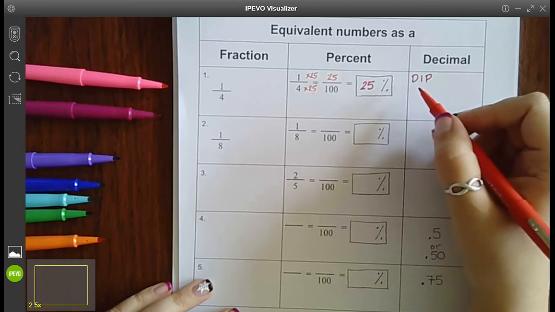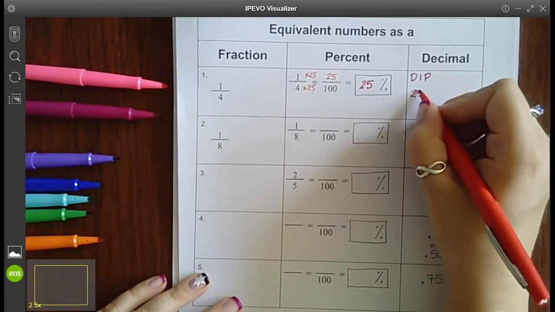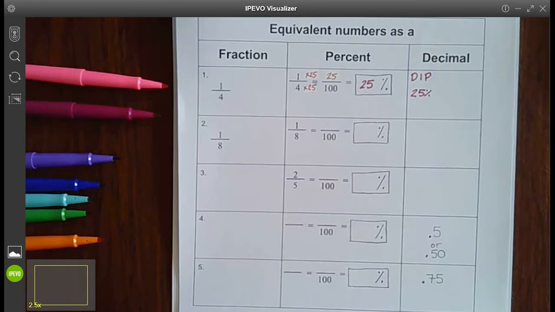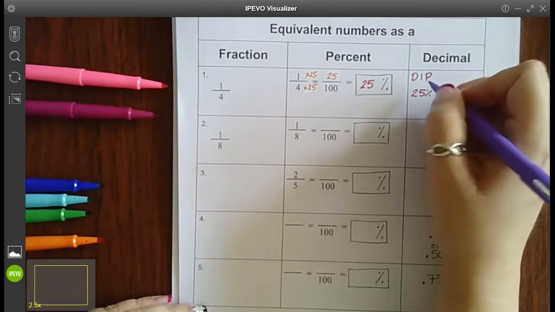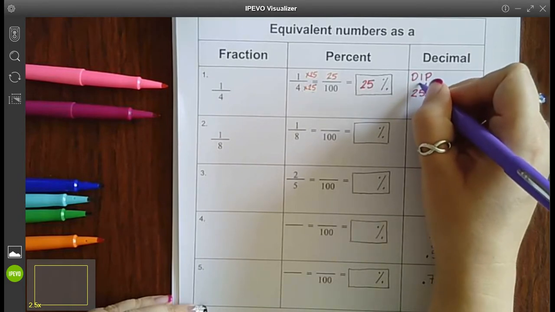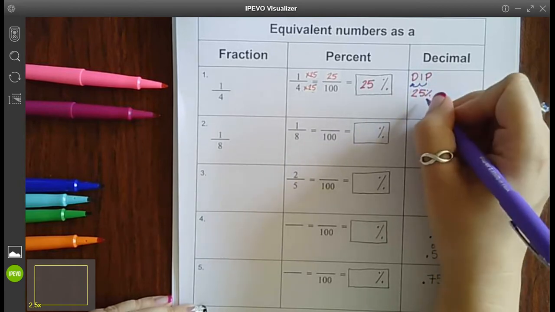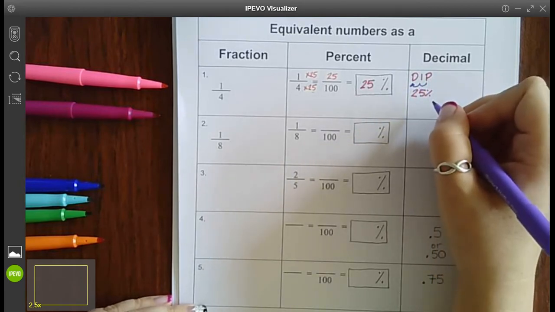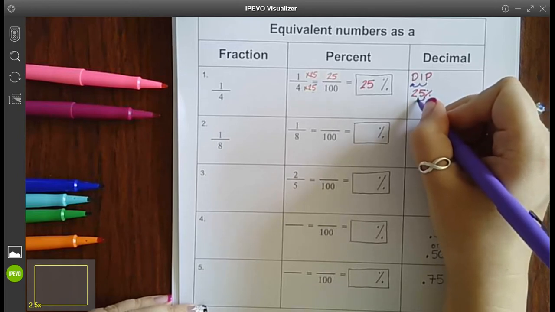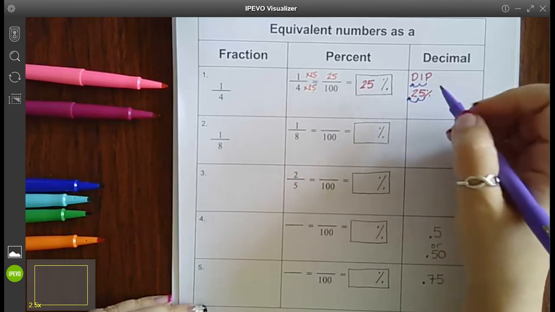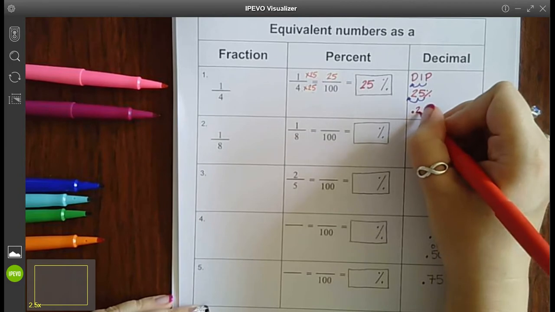How you decide what to do, let's use this one as an example. Well, right now I have 25%, and I want to know what is that as a decimal. So I'm starting as a percent, and I want to move towards becoming a decimal. So which way did I move? 2 to the left. So as of right now, when there's no decimal present, it's behind the number, right? So I'm going to go 1, 2 to the left. So that means that 25% is the same thing as 0.25.